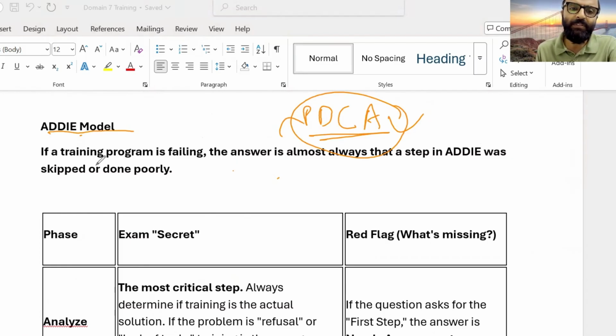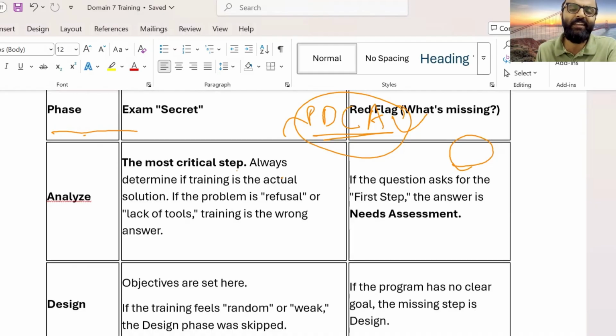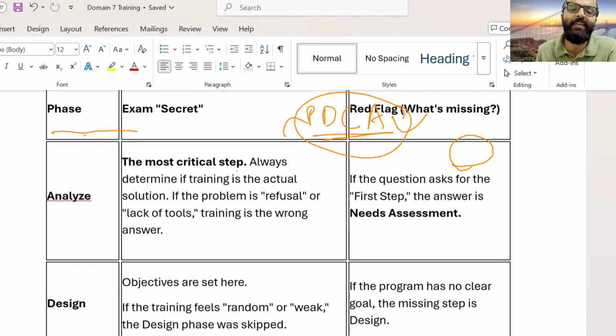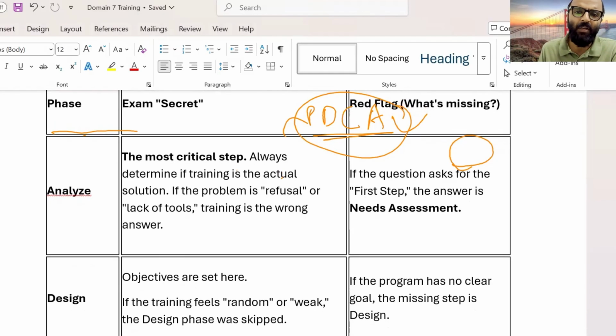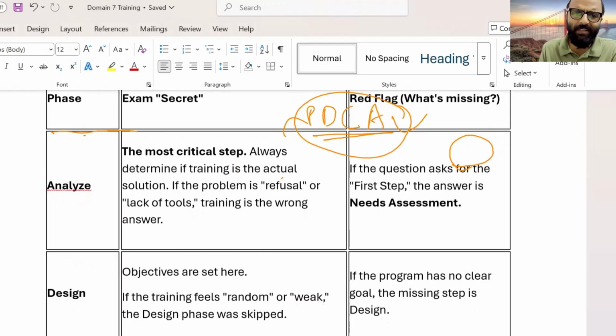If the training program is failing, the answer is almost always that some step of ADDIE was skipped or not done properly. Usually in the question, they will be asking what this step is, in which category it comes, like whether it is analyze or design or something like that. Don't memorize by heart; it is very easy to understand.